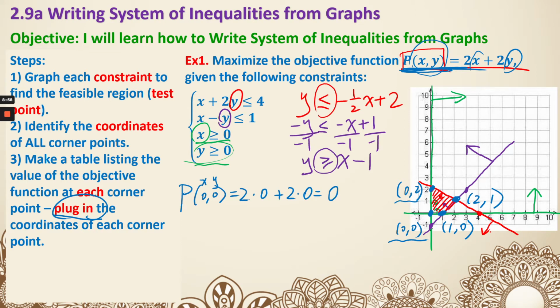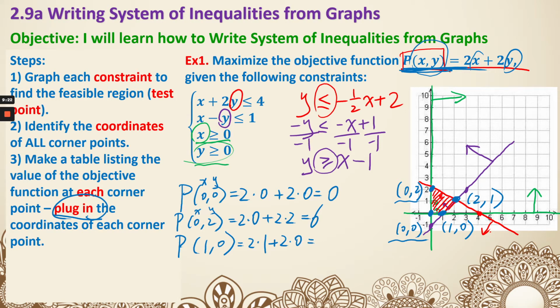Let's try another point, 0, 2. P of 0, 2. That means my x is 0, so 2 times 0. This is my y, 2 times 2. Add them together, that's going to be a 6. Next, P of 1, 0. This time my x is 1, so 2 times 1. My y is 0, so 2 times 0. Add them together, that's a 2. And then the last one, P of 2, 1. 2 times 2 plus 2 times 1. Add them together, that's going to be a 6.